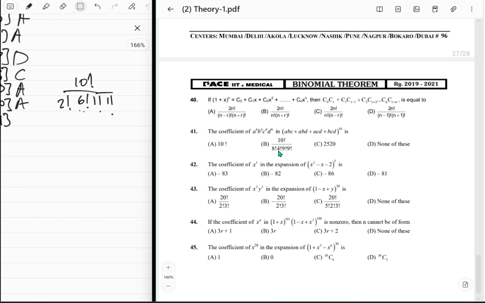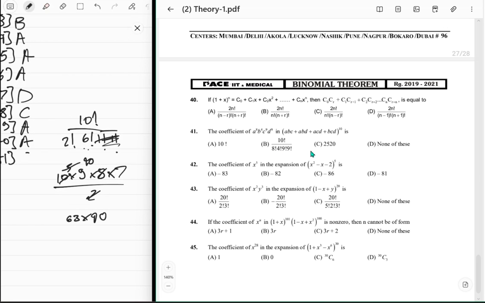Okay, so you got the thing. Let's calculate this. Fine. So till 6 factorial, it's 10 into 9 into 8 into 7. 6 factorial eats the other up, and upon 2 factorial is 2. So 5, right? It's going to be 40. 40 into 63, which is 2520, which is C. So 41st is C.